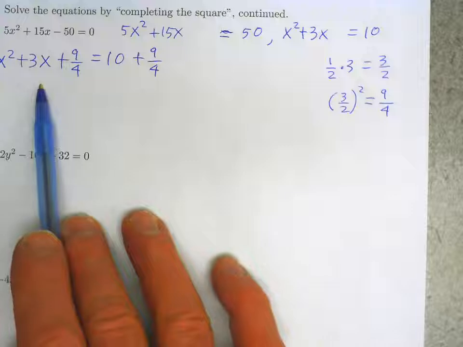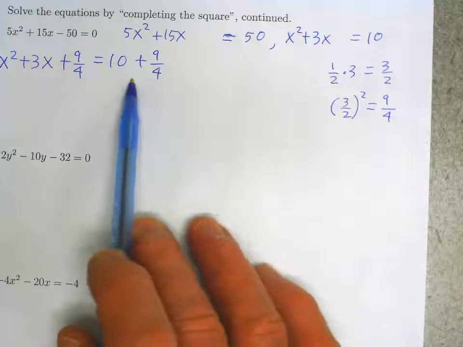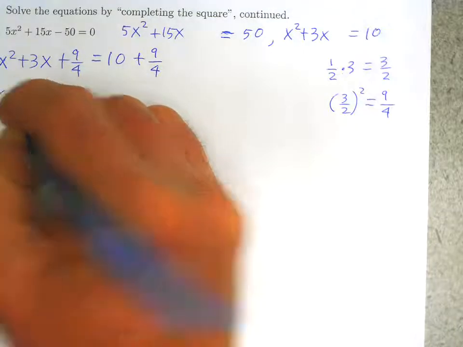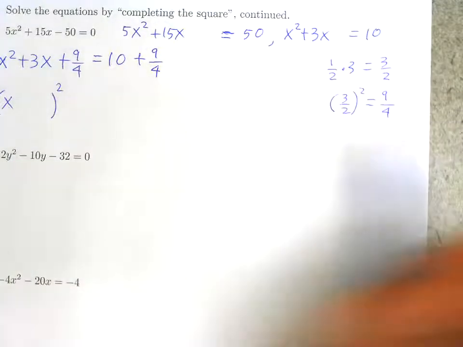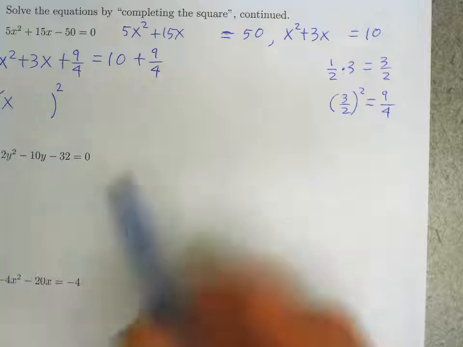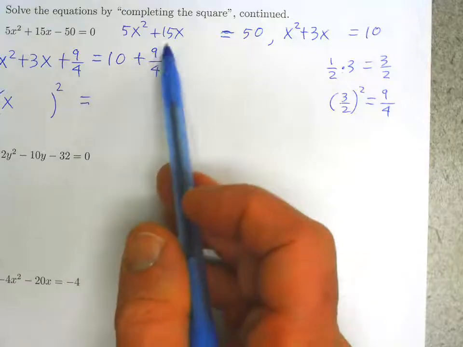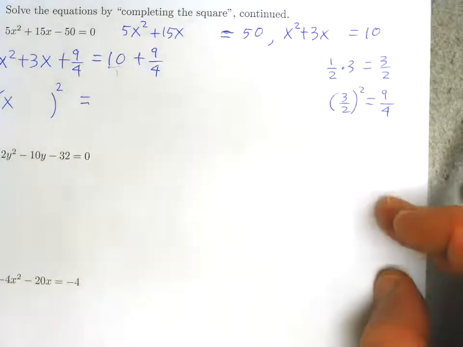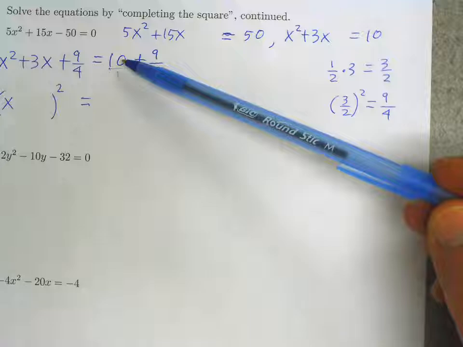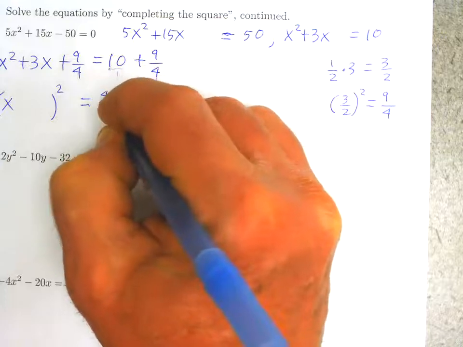The left-hand side we want to write as a binomial squared. And on the right-hand side, we want to write a single fraction. Okay, so on the left-hand side, some binomial squared, and we know that the term x has to be in it because x squared is x squared. On the right-hand side, we want to add 10 plus 9 over 4. Before we can add those, we have to have a common denominator. So we're going to replace 10 with 40 over 4. So 40 over 4 plus 9 over 4.